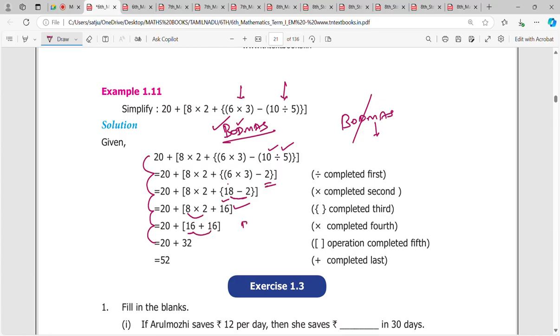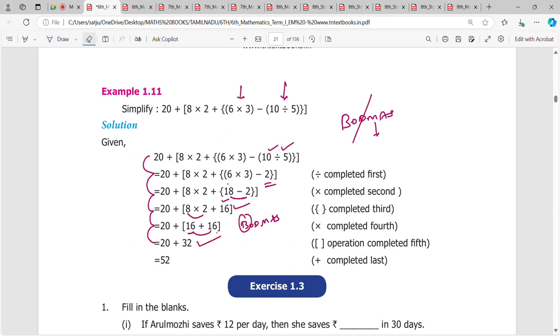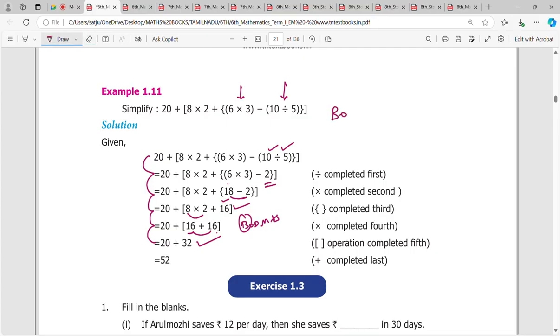Follow this step only. BODMAS. Again a bracket is there. 16 plus 16 becomes 32. Then you can add this up. So it is a very important model. You can take this as your example for using BODMAS. A simple example is sufficient, guys, for understanding how to use BODMAS.